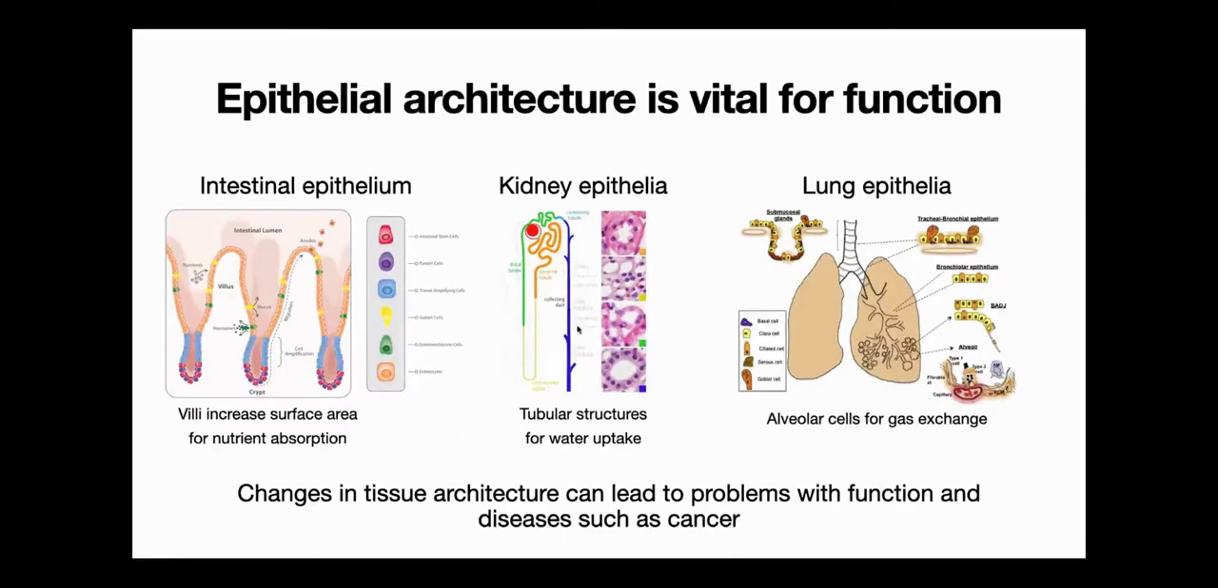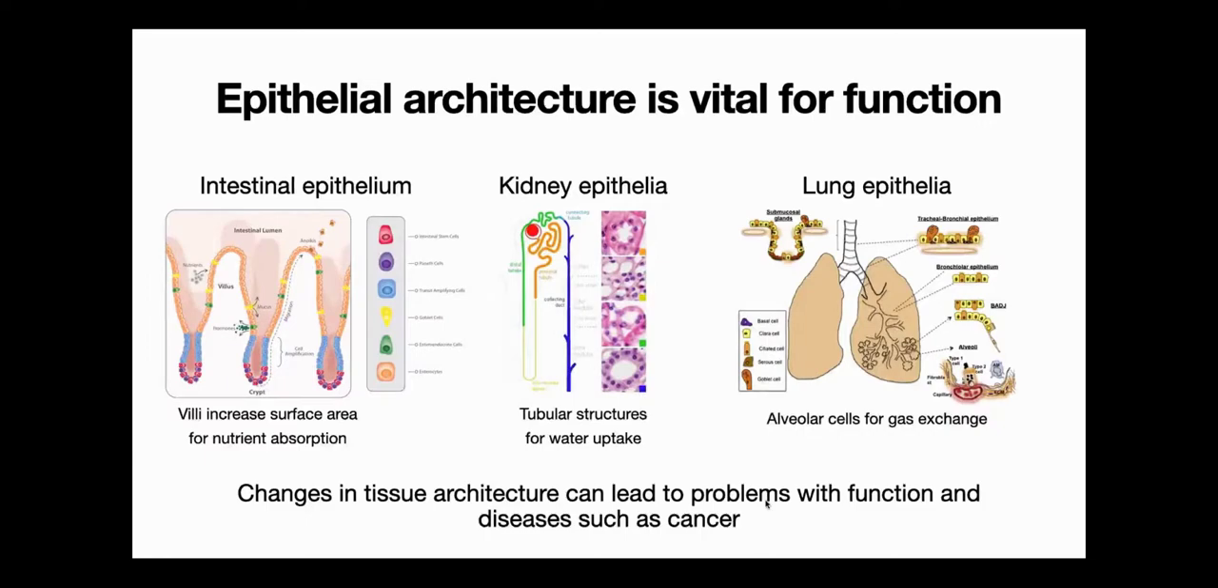Second example here is the kidney epithelia. These are organized into tubules, and the shape of the tubule and the organization vary depending on where in the chain of the kidney they are, but they're all optimized for their specific function. And last off, the alveolar cells in the lung are simple squamous, and this is optimized for gas exchange. So in all of these examples, the organization of the epithelial cells is essential for the organs to function properly, and misplaced cells are thought to lead to diseases such as cancer.